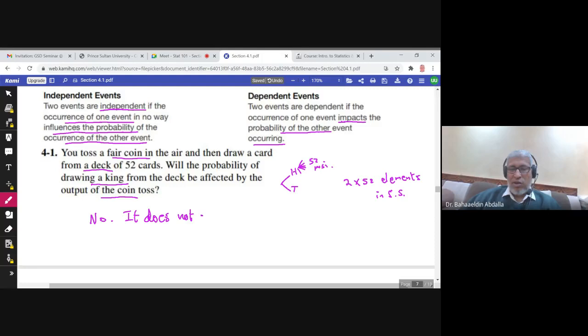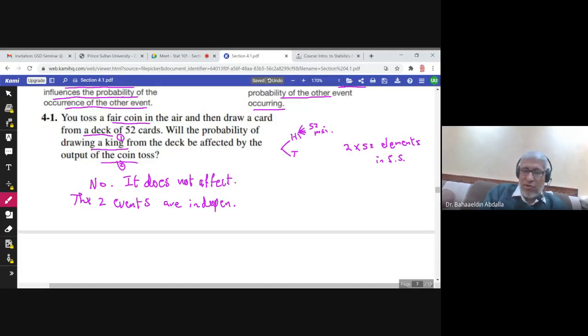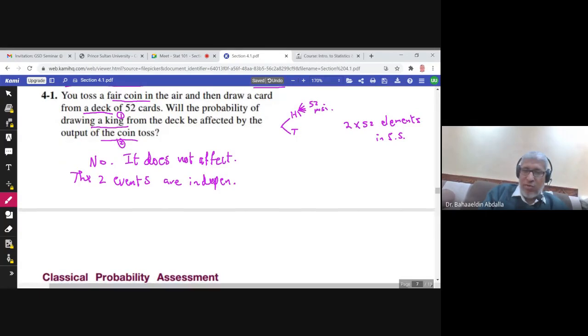So what does this mean? It means that these two events are independent. What are the two events? The first one is drawing a king, and the second one is the output of the coin toss. The two events are independent from each other because the occurrence of the first one does not change the probability of the second one.